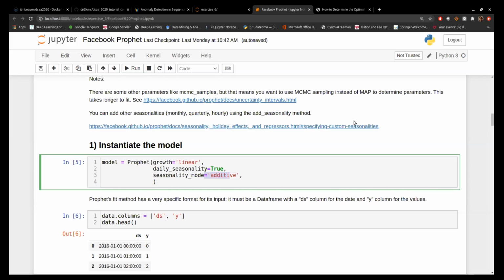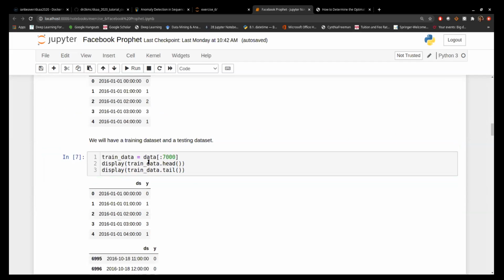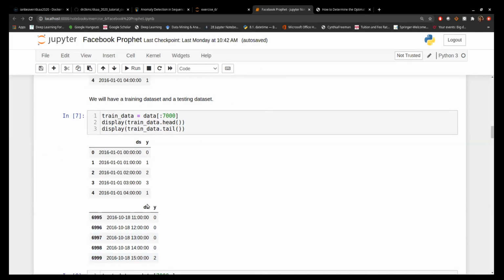Prophet models require a very specific format for their input. Specifically, the columns have to be named ds for date and y for the value. So that's all that I'm doing here. I'm renaming the columns to that specific format. I choose the first 7,000 points as training data and the remainder as testing data. And I show head and tail. Tail is like head, but it shows the last 5 rows of the data frame versus the first 5.